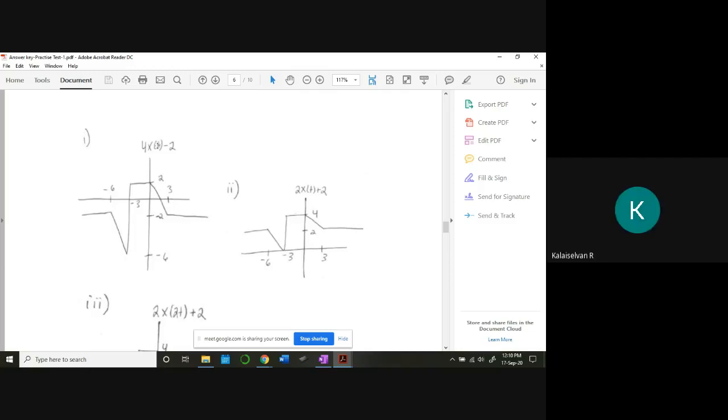Sir, then it should be fully covered, no? Like they didn't give brackets. It's only 4x of t minus 2, it's the amplitude scaling. It will come only outside. 4 times x of t minus 2. Yeah, that's all.